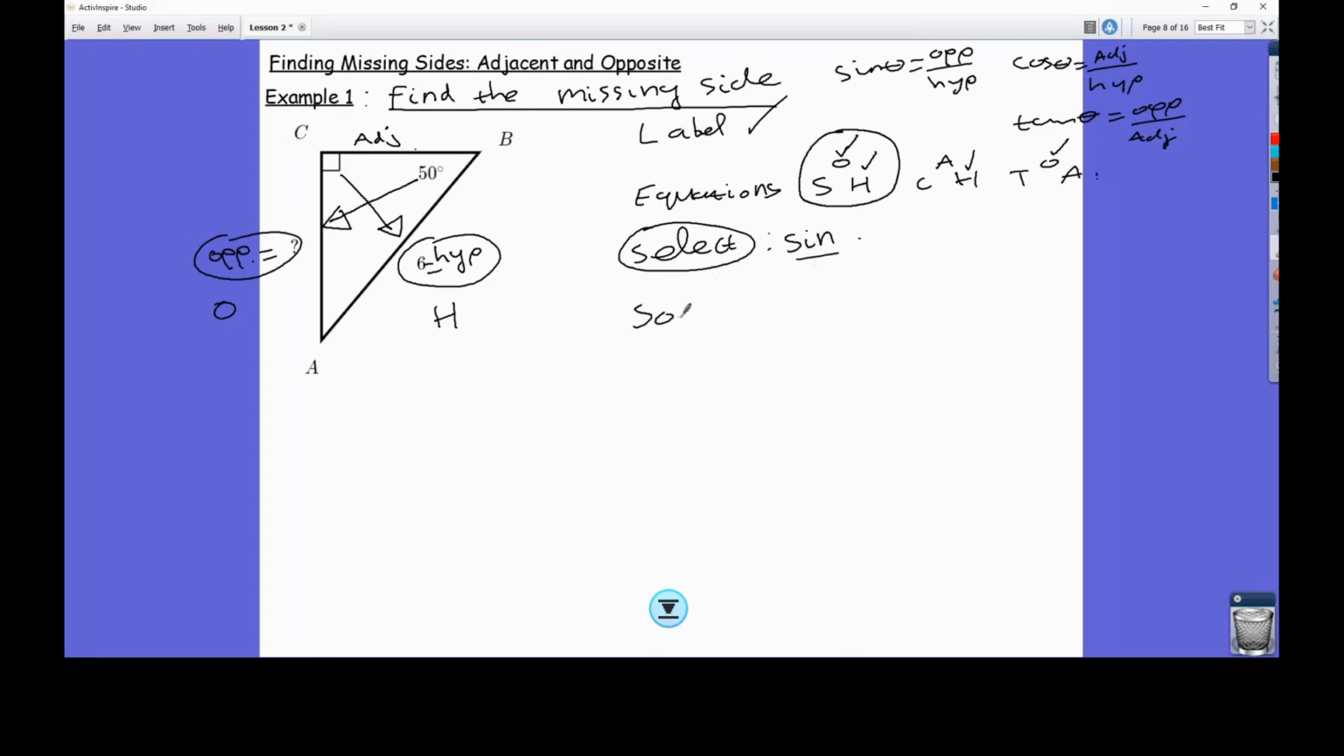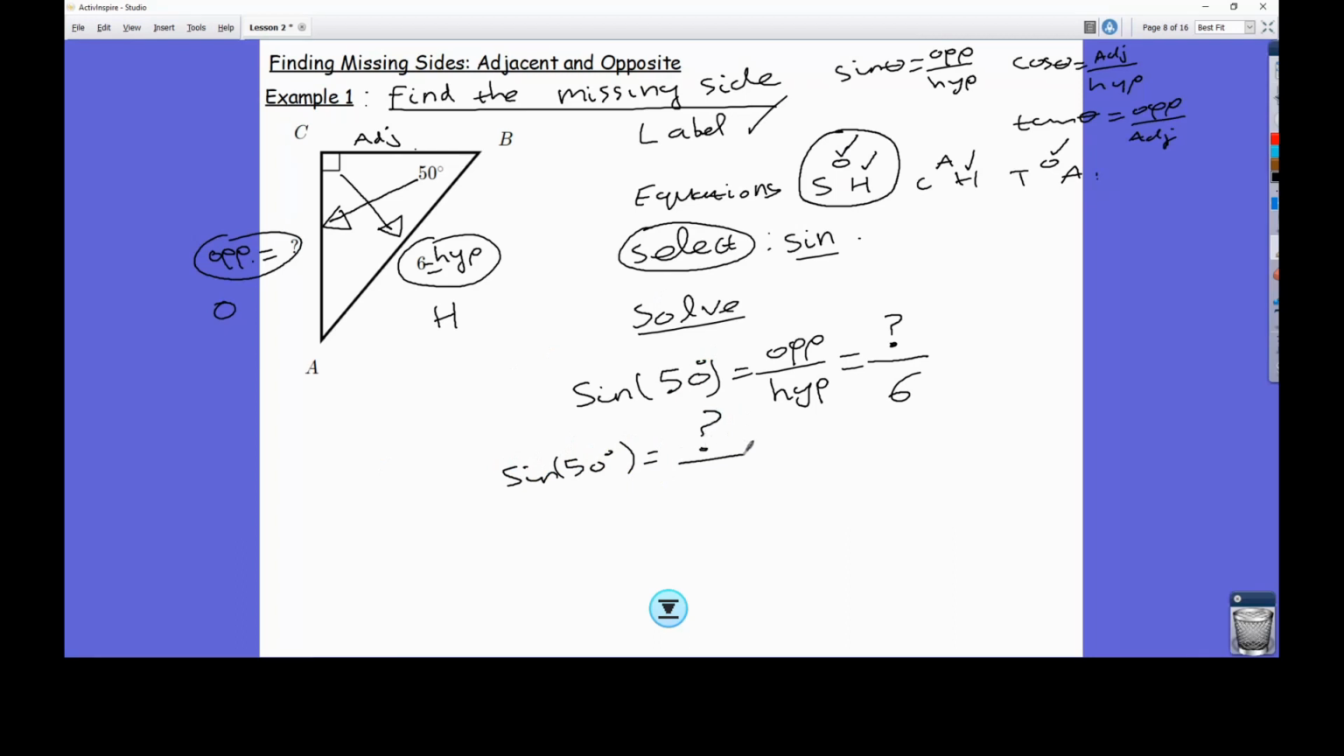So now we have to solve. We actually have to solve an equation, but it's very, very basic. So we just have to write sine of the angle, so the angle is 50, is equal to opposite divided by hypotenuse. Again, I look at my question. The opposite, I do not know. That is my unknown. And my hypotenuse is 6. So I've actually written an equation now, which I can solve. So sine of 50 degrees is equal to something I don't know over 6.